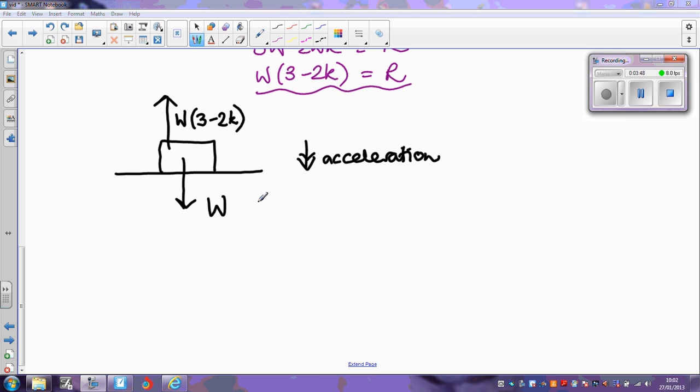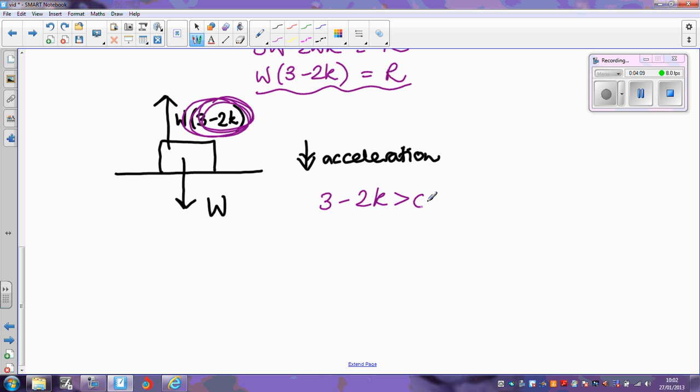What we now have is the situation where we've got our box on its platform and it's accelerating downwards. The weight, which is acting in this direction, is W, and acting upwards, the normal reaction is W multiplied by 3 minus 2K. Now, for this to be a realistic situation, this value here, the 3 minus 2K, must be positive. In other words, 3 minus 2K is greater than 0. If we move our 2K over there, we've got 3 over 2. K then is less than 3 over 2. So K is less than 3 over 2.